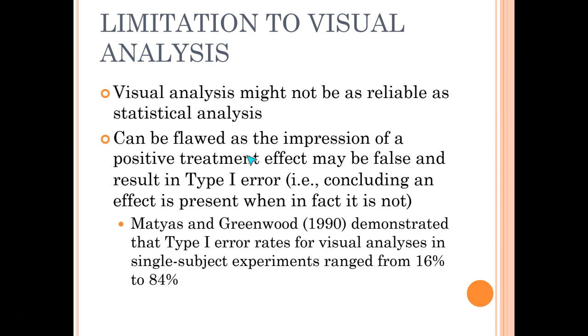We are calling this a type 1 error. They are concluding that there is an effect when in fact there is not an effect. And these type 1 error rates can range from 16 to 84%. Makes sense. Some people are very trained, they are very accurate, they can apply these criteria very precisely and consistently. They have low error rates.